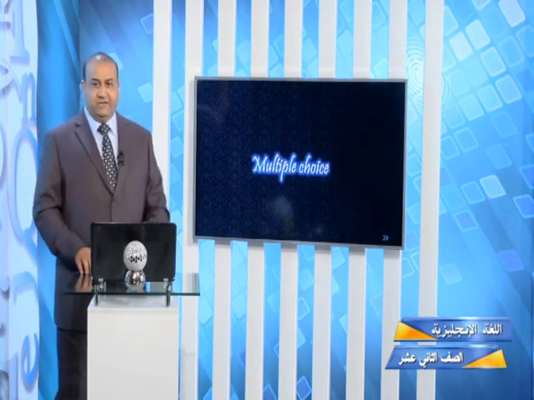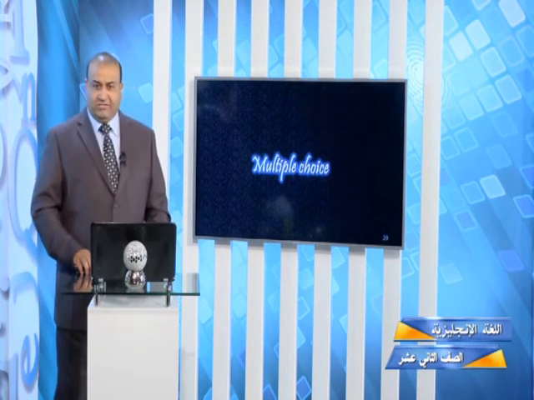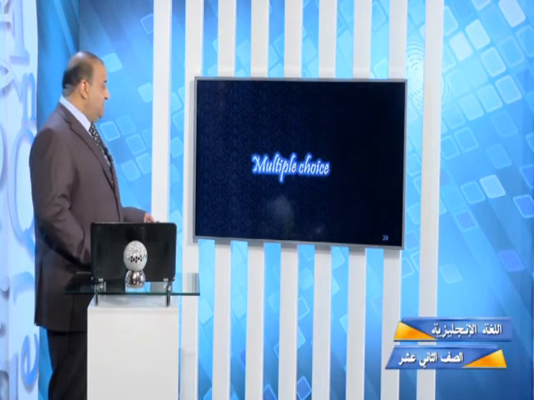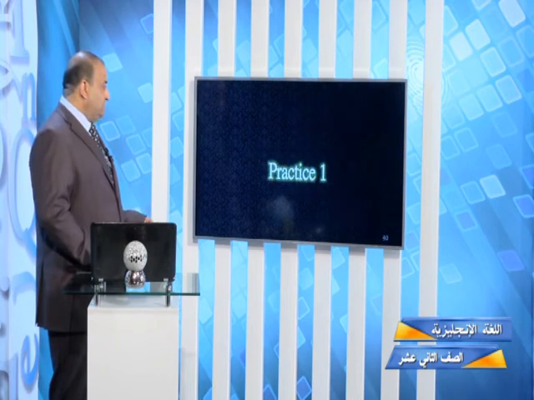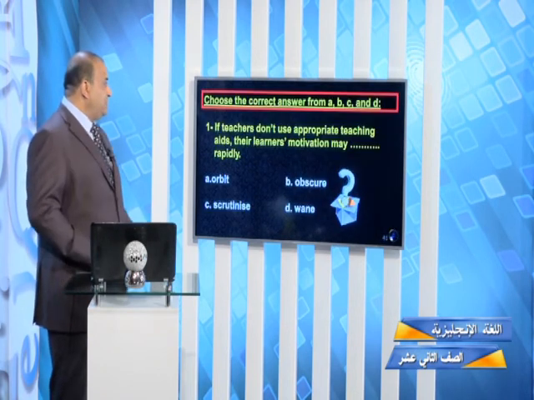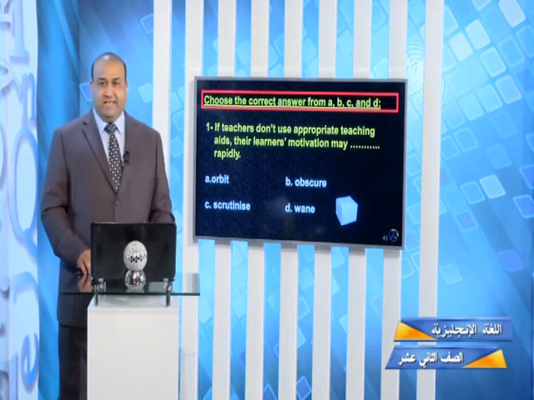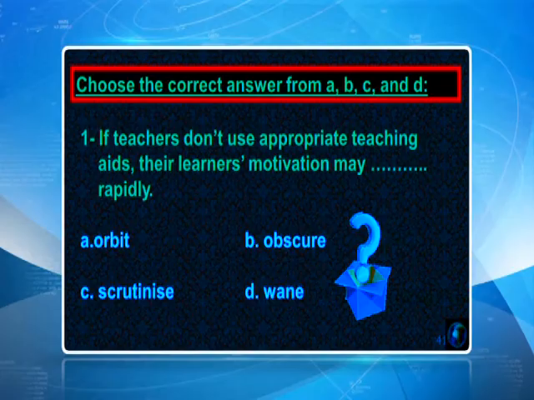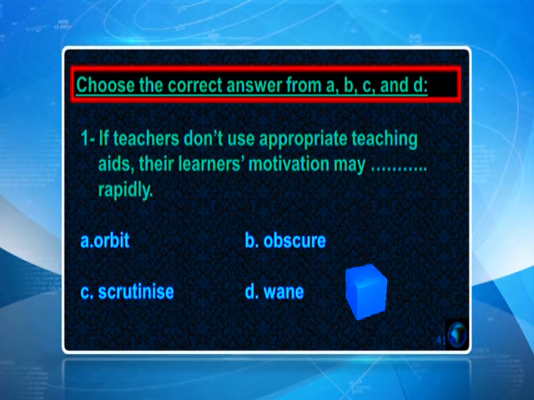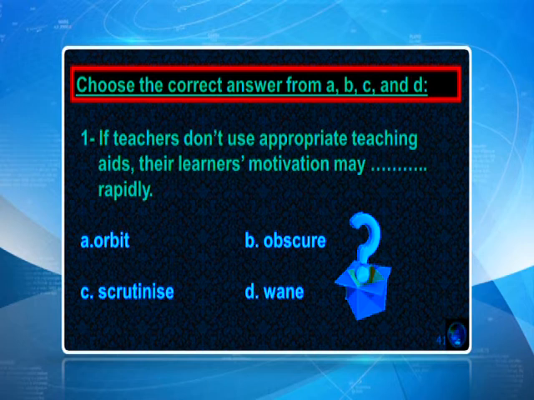Now let's move to the practical part of our lesson, which is multiple choice questions. I'm going to illustrate all the presented vocabulary items in 4 different sentences. Let's have a look at practice 1. Choose the correct answer from A, B, C, and D. Here we have a stem with 4 different multiple choices. You are going to choose only one to fill in the gap.